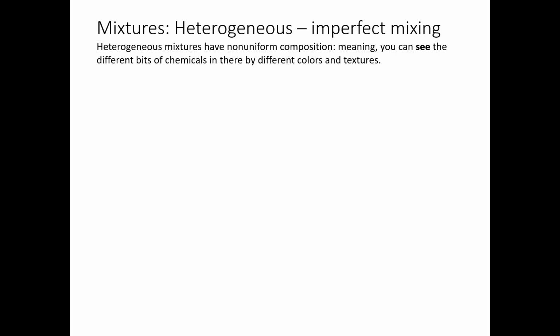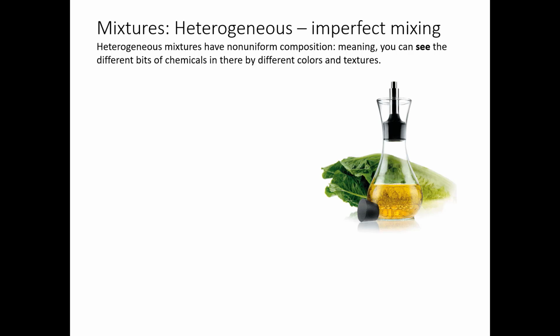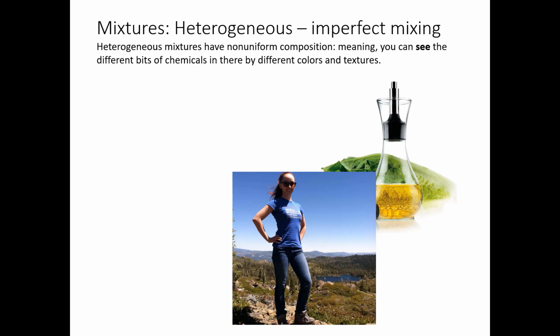So heterogeneous mixtures have imperfect mixing going on. We would call that imperfect mixing non-uniform composition. Non-uniform means that for some reason the mixture is not the same throughout the entire sample of substance that you have. Often you can see the different bits of chemicals in that mixture because there are different colors and textures, or there's a very obvious phase boundary or something like this. So let's take a look at two examples.